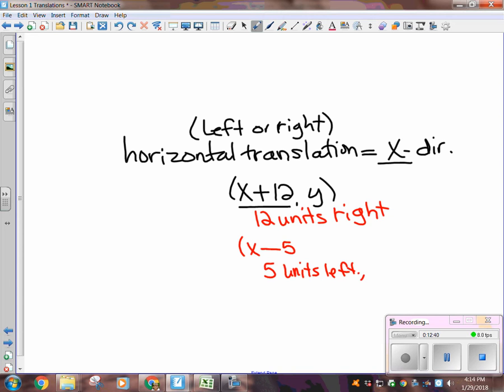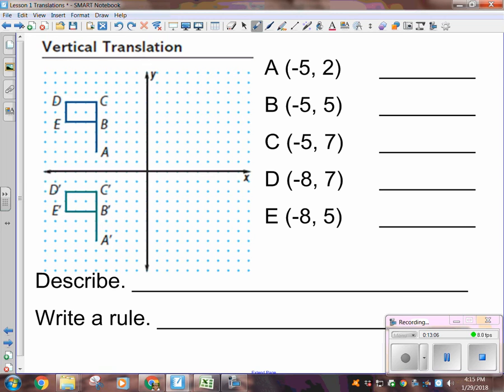So it turns out if you just want to move it in one direction, like the x direction, you only change the x's, the y's stay the same. If you add, it goes to the right. If you subtract, it does what? It goes to the left. Okay, just kind of wrap that up. Let's move on to vertical translations.